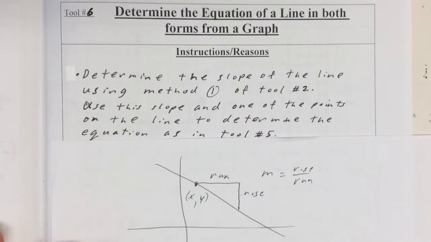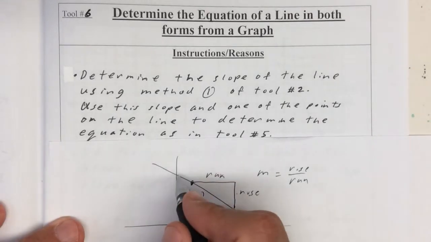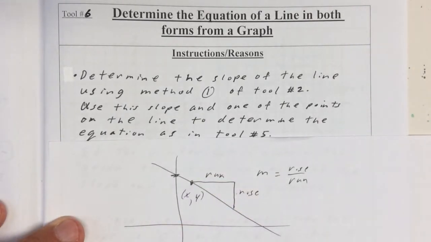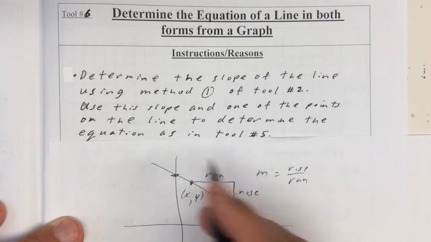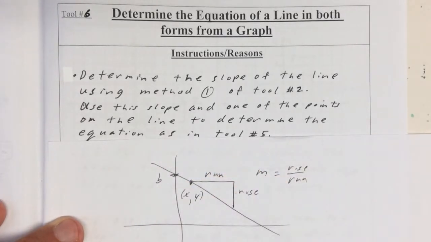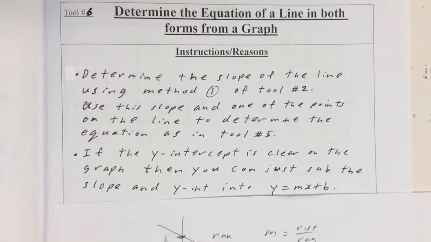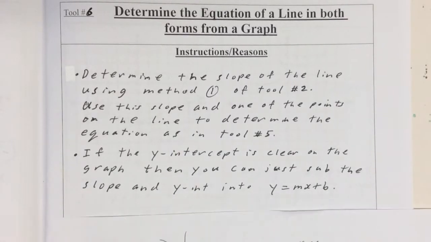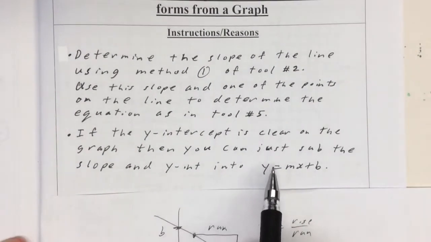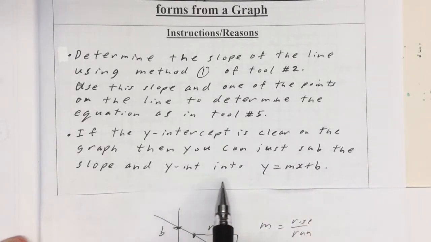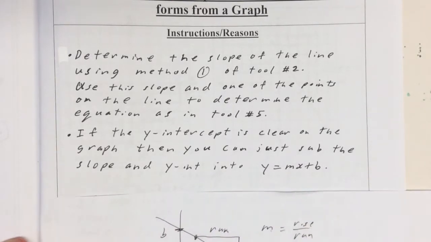If you know the y-intercept, then if you know the slope and b, you just plug it into the formula y equals mx plus b. If the y-intercept is clear on the graph, then you can just sub the slope and y-intercept into y equals mx plus b.